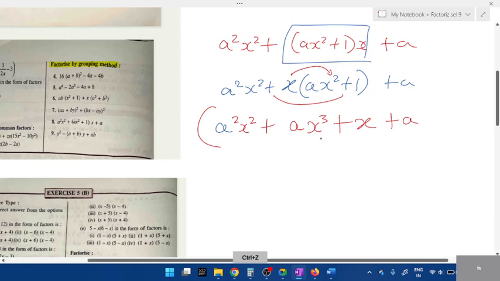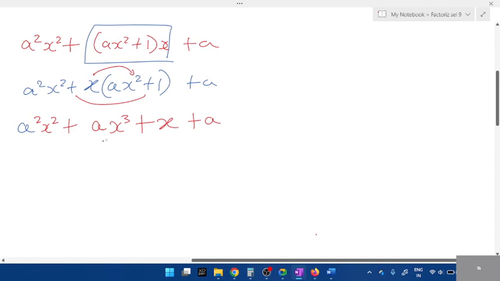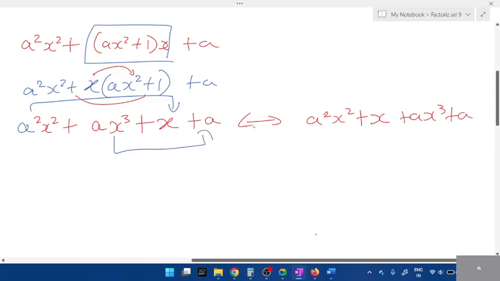If I take x and a, is anything common? No. So I'll tell you, there are two ways to solve this. One, you can just use it like this. The other one is you can take a square x square, and can I take x so that x and x is common? Then I'll write ax cube plus a, students. I'm rearranging the terms. So what I've done is I took the first and third one, second and fourth one. I've just paired first, third, second, fourth. Okay, these two.